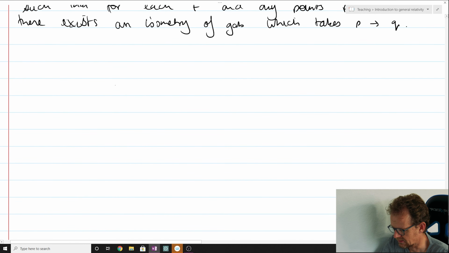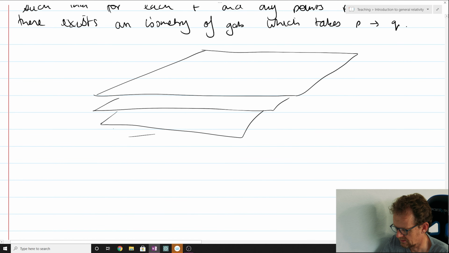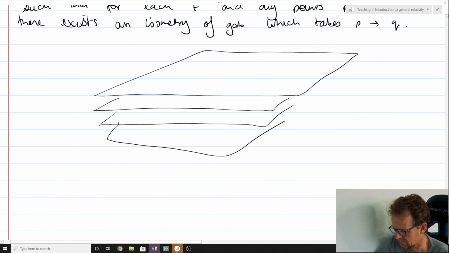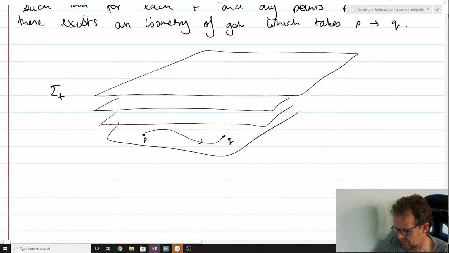And so you've got to imagine the universe is foliated into an infinite number of these sheets that depend on a parameter t. If you happen to find yourself on one of these sheets at the point P, and you have another point that you're interested in on this sheet Sigma t, then there always exists an isometry that takes P to Q. It has to be an isometry, not a diffeomorphism.